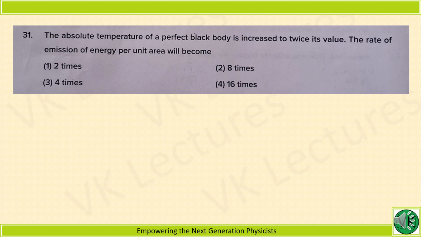The absolute temperature of a perfect black body is increased to twice its value. The rate of emission of energy per unit area will be 16 times. Correct answer is option.